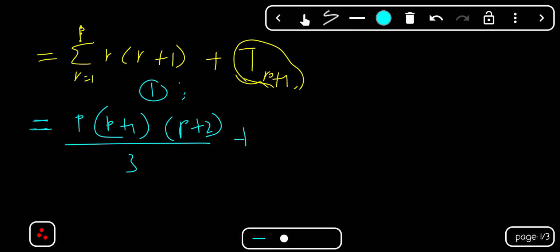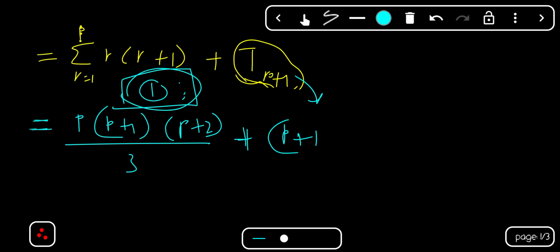It's better to write equation number 1 and put a semicolon there. And what about this p plus first term? If the r-th term is r times r plus 1, instead of r you can substitute p plus 1. So then p plus 1 times p plus 1 plus 1. Actually this is the p plus first term, right? You can see that.